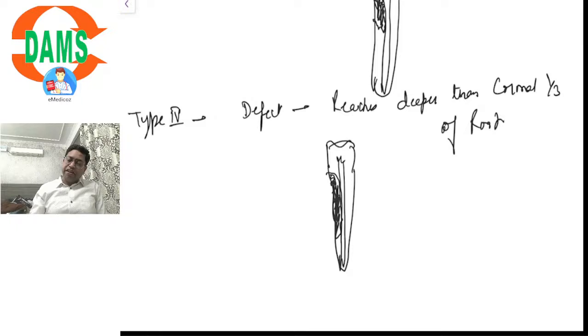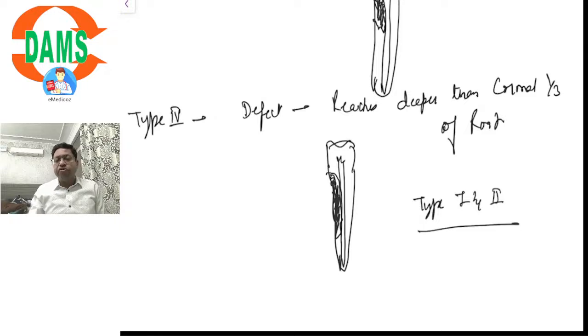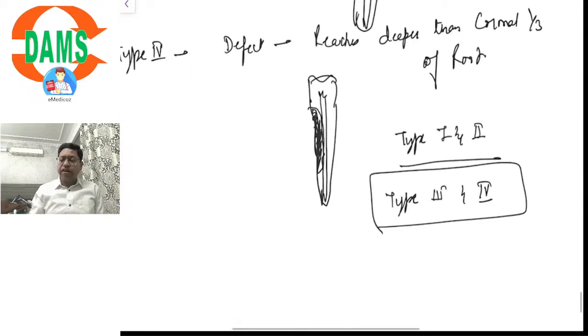So basically, type 1 and 2 respond well to the treatment that we have seen above. What is the treatment? The sequence of treatment we have already seen. Type 3 and 4, because of their location, are very difficult to treat and they require tooth extraction.